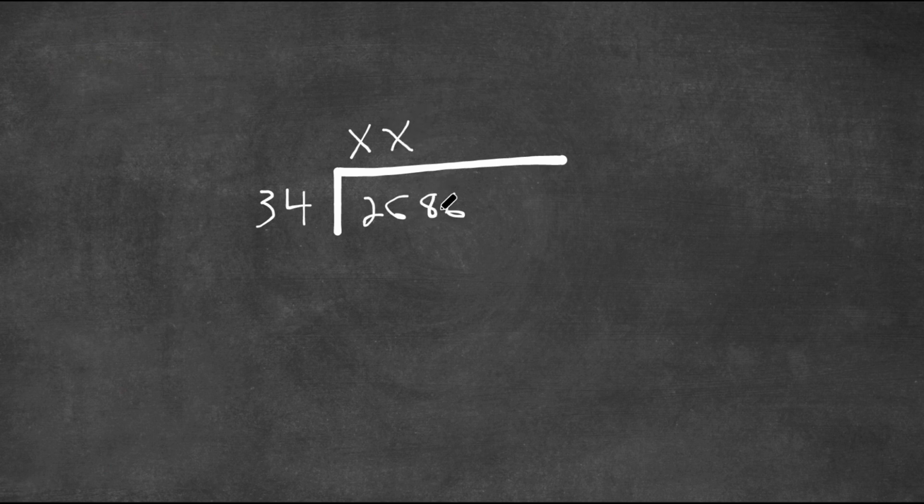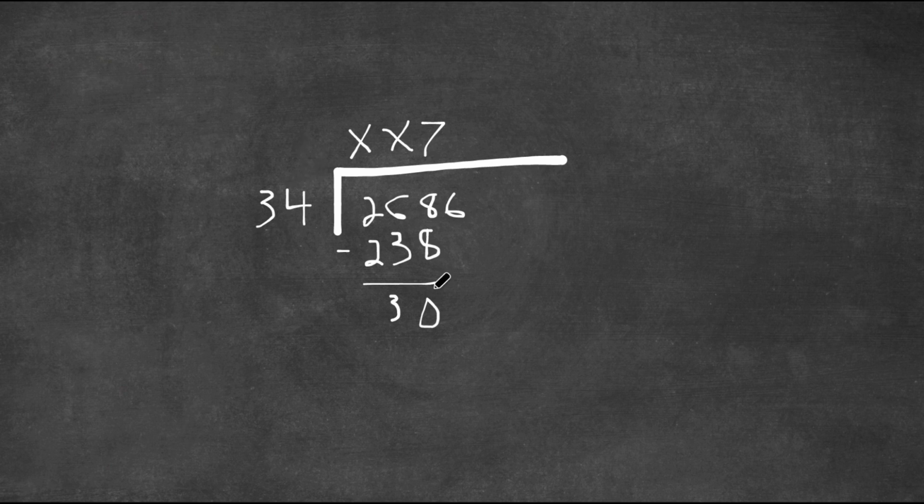Now we're going to add in our 8 here. So now we have 268. How many times can 34 go into 268? The answer is actually 7. 7 is the most amount of times 34 can go into 268. And 34 times 7, that's going to be 238. So now we're going to subtract these two numbers. 8 minus 8 is 0, 6 minus 3 is 3, and 2 minus 2 is 0. I'm just going to leave it like that.